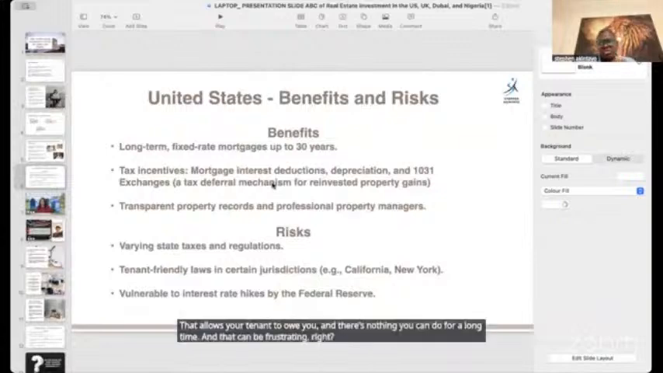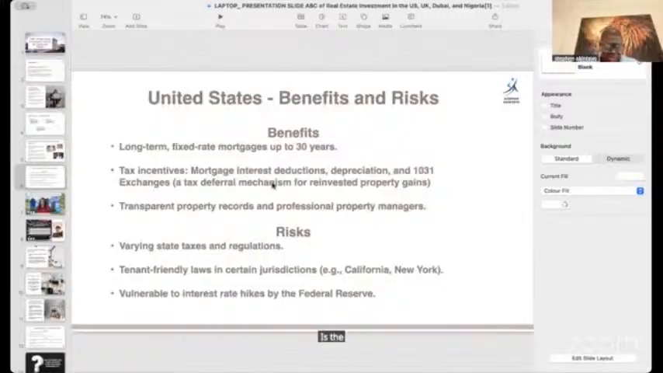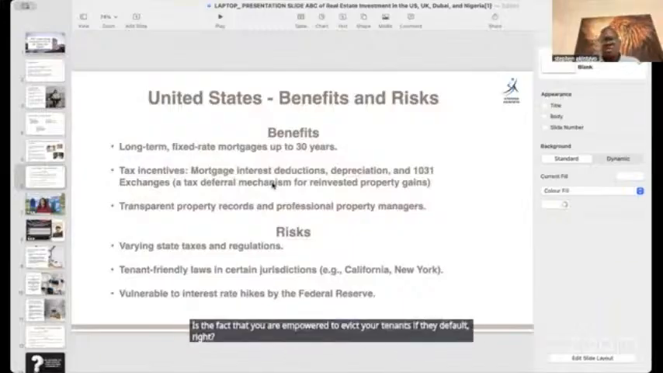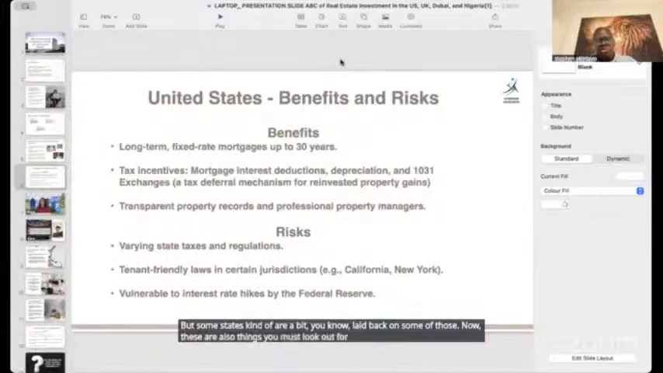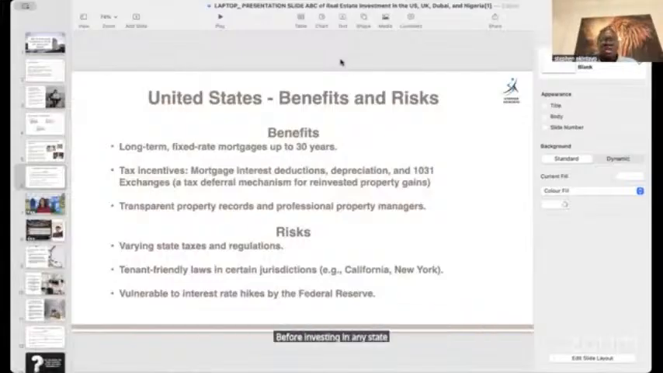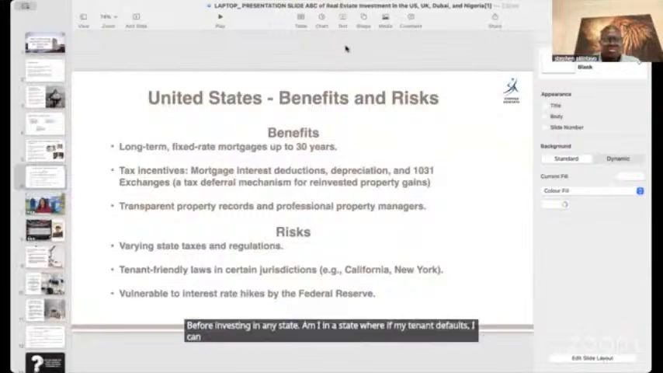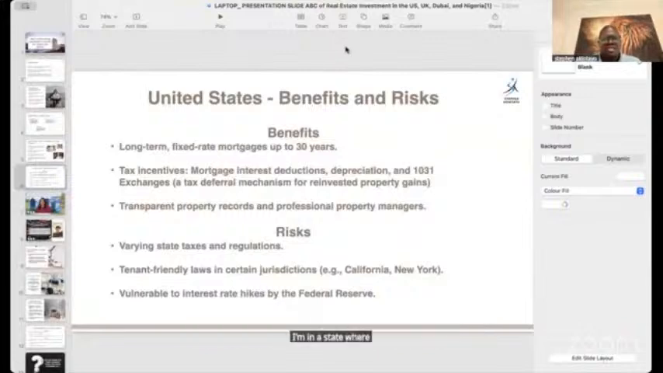Because one of the advantages of why people want to invest in the US compared to, let's say, Africa, is that you are empowered to evict your tenants if they default, right? But some states are a bit laid back on some of those. These are also things you must look out for before investing in any state. Am I in a state where if my tenant defaults, I can evict them easily? Or am I in a state where my tenant even has rights and can just keep messing around? So that's one of the risks you stand when investing in the US.